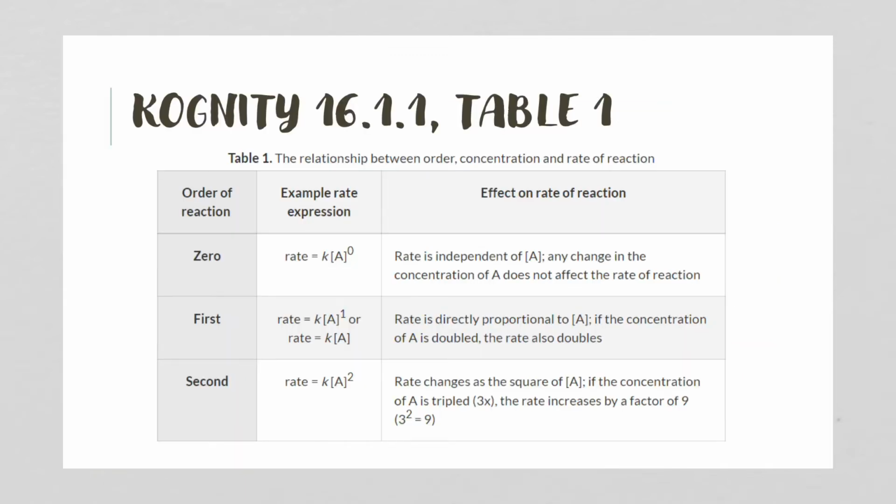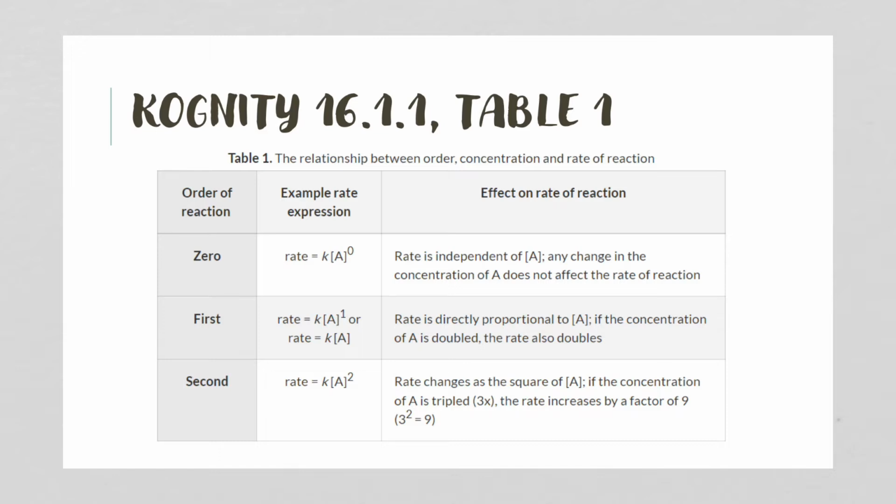So this table is found in your Kognity textbook in section 16.1.1. It's table 1, and it shows the relationship between order, concentration, and rate of reaction. So if the order of reaction is 0, the rate expression could be rate equals k times the concentration of A to the power of 0. So what that means is that rate is independent of A. Any change in the concentration of A doesn't affect the rate of reaction at all. So you could increase it, you could decrease it, it's not going to impact the rate.